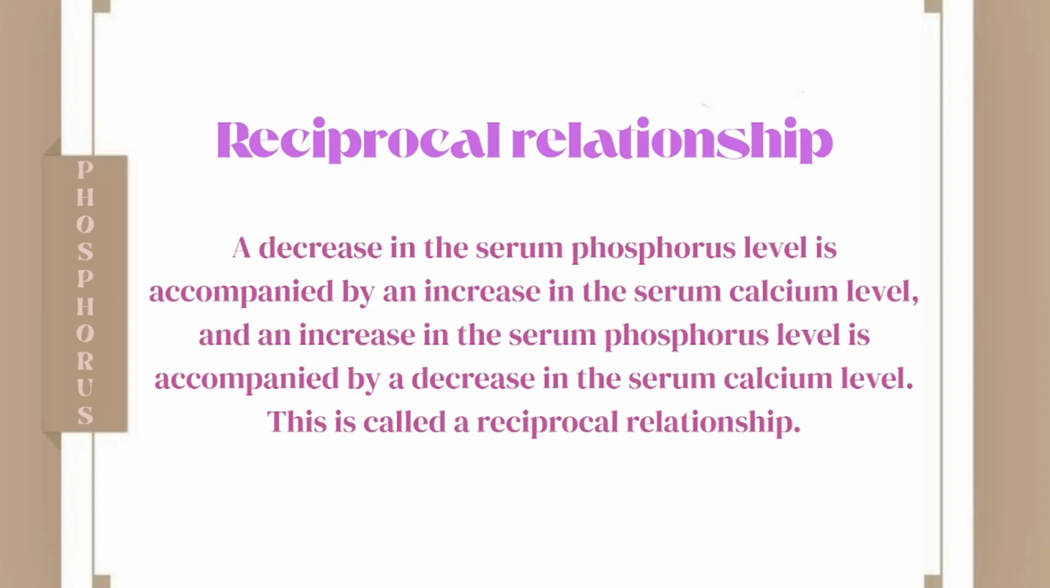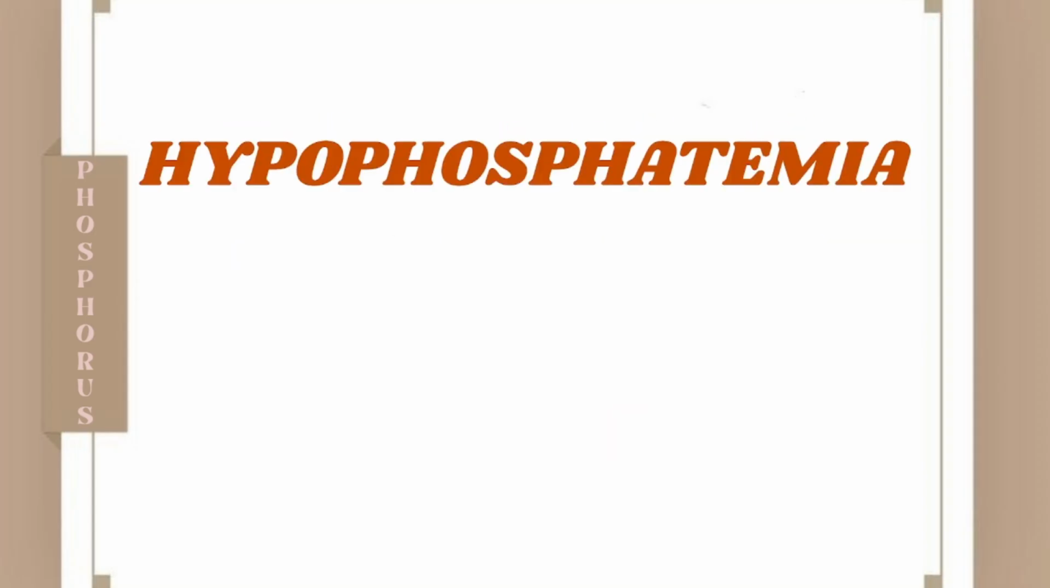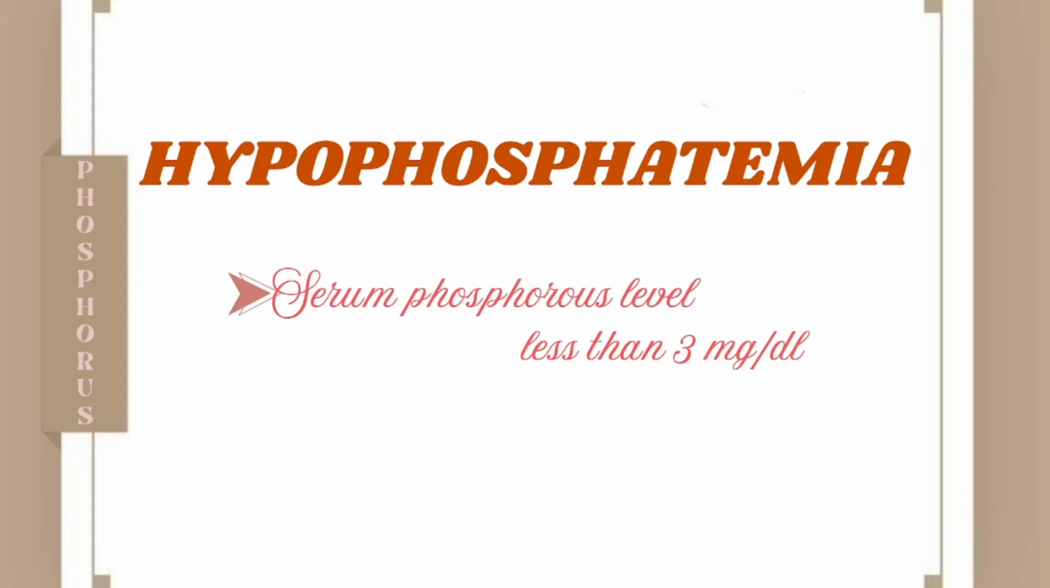Now let's discuss hypophosphatemia. Hypophosphatemia, a condition in which serum phosphorus level is less than 3 mg per deciliter. Now, phosphorus level is below the normal value, that is below 3 mg per deciliter.